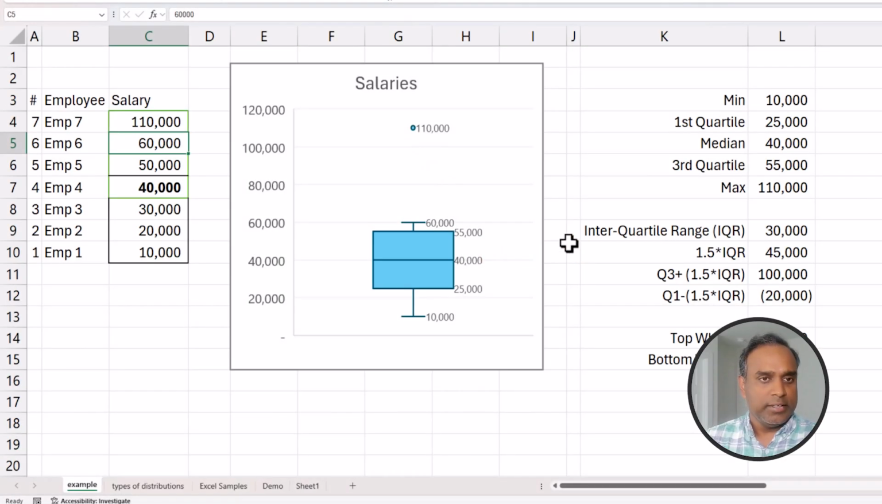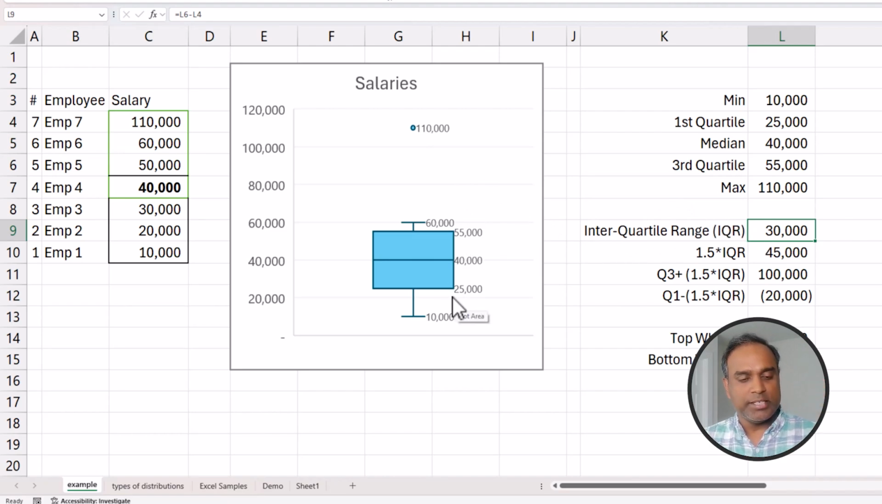Now, how does Excel know what is an outlier? So there is a theory that if your observation value is greater than the third quartile, which is in this case 55,000, plus 1.5 times the interquartile range, then it's an outlier. So that's the theory. We can calculate that also in Excel. The interquartile range is nothing but how tall this box is. Basically, the top end of the box, which is the third quartile, minus the first quartile.